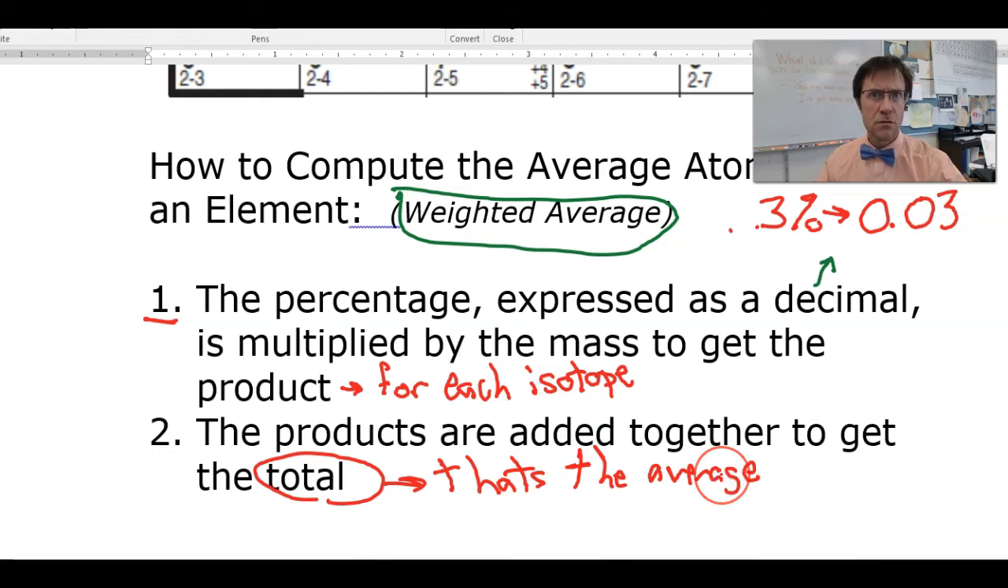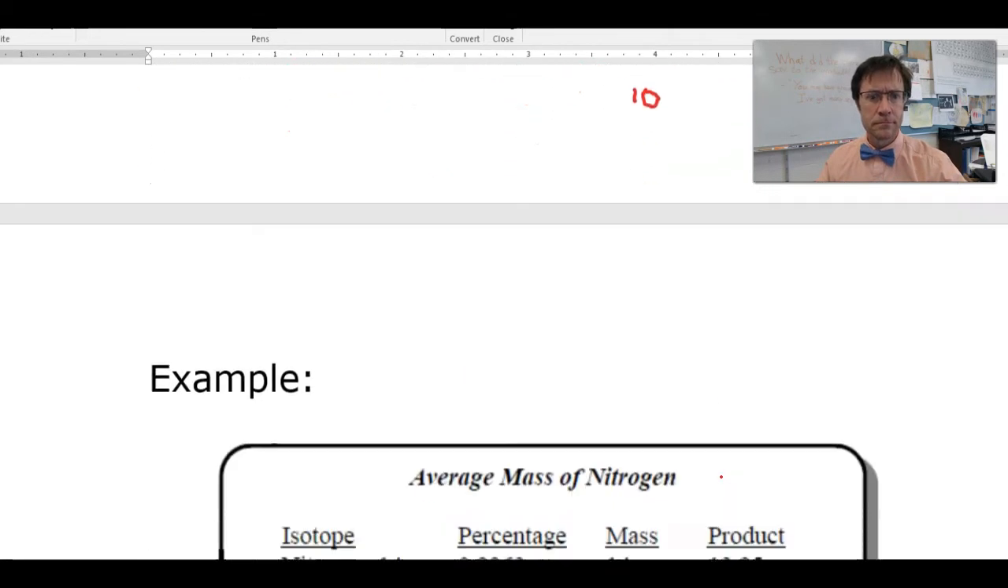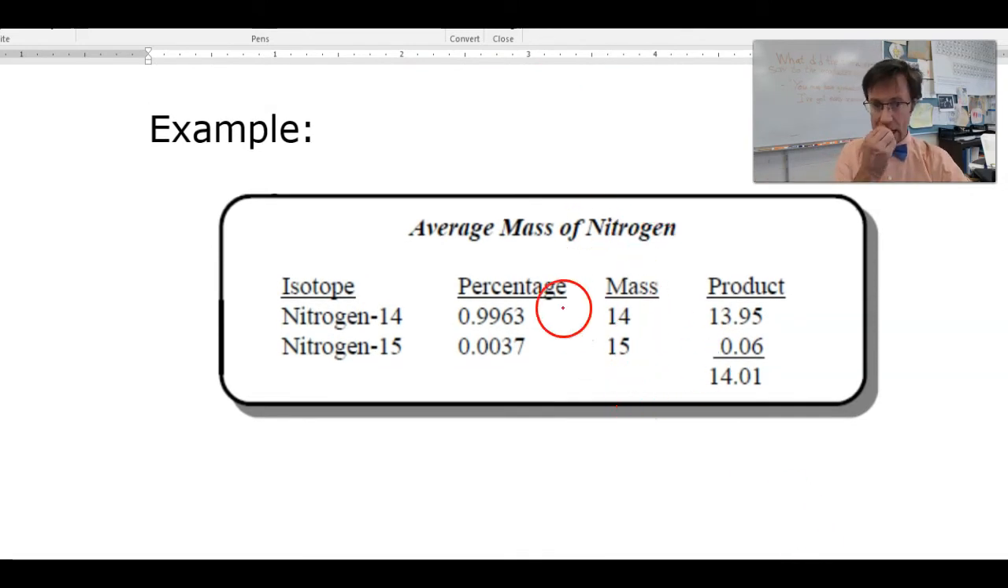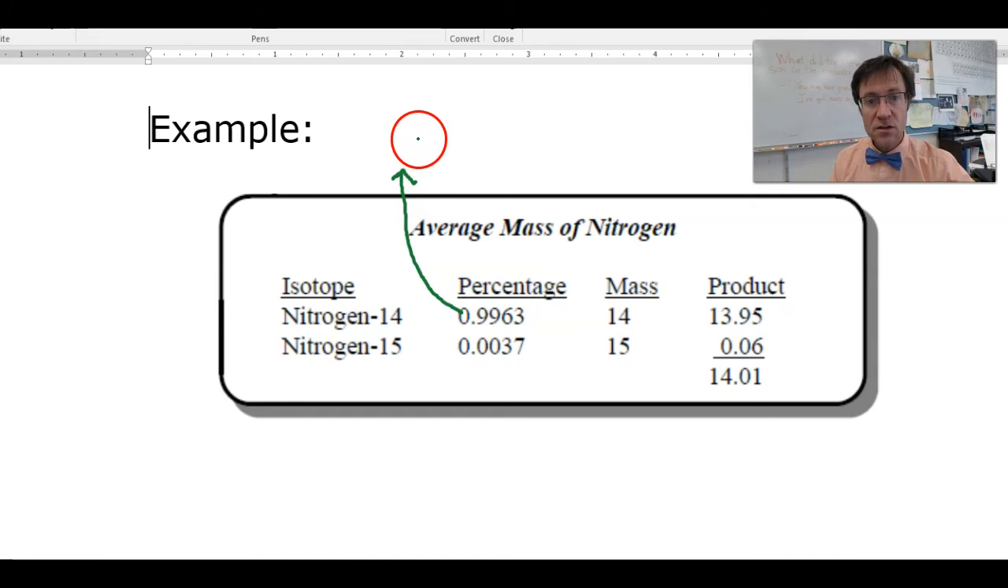So let's look at a really quick example. Down here. Oh, hey, there it is. Okay, so here's the deal. Here's an example of nitrogen and how we get nitrogen as 14.01. So this percentage has already been moved into a decimal. So now I'm going to ask you, what is the percentage for this one? Well, the percentage for that is going to be 99.